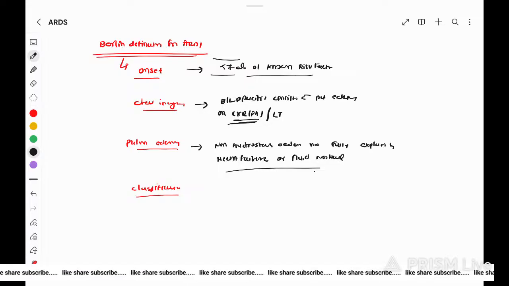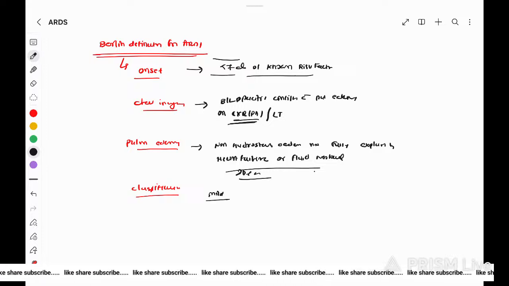Onset is within 7 days of a known risk factor. Chest imaging shows bilateral pulmonary opacities consistent with pulmonary edema on chest X-ray or CT scan. And last, pulmonary edema is non-hydrostatic edema, not fully explained by heart failure or fluid overload. Echocardiography or another objective measure may be required. Okay, 2D echo may be required.